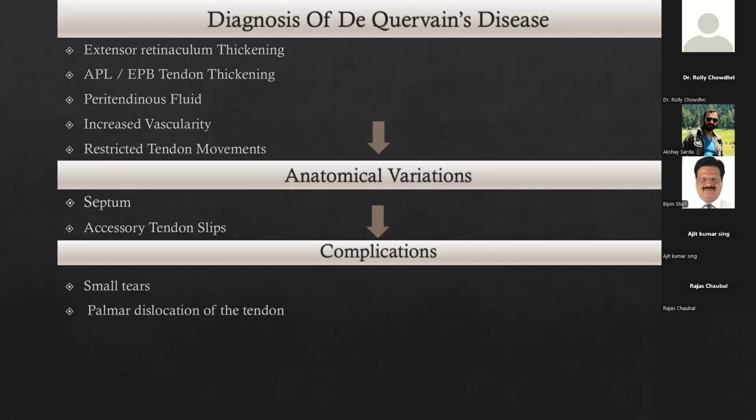So this completes our examination of De Quervain's disease. First, diagnosing all the findings, anatomical variations, if there are any present, and if there is any complication related to that. That completes De Quervain's disease.